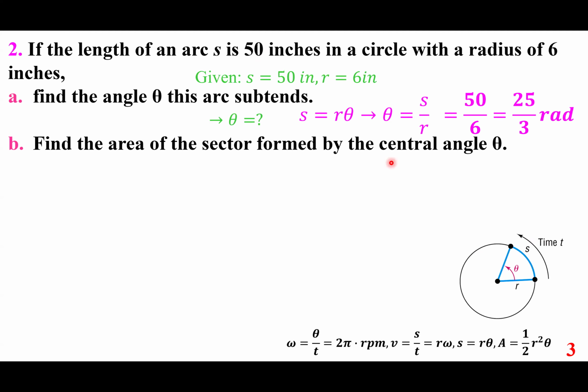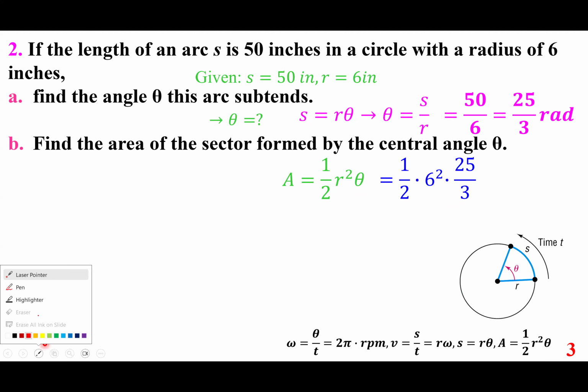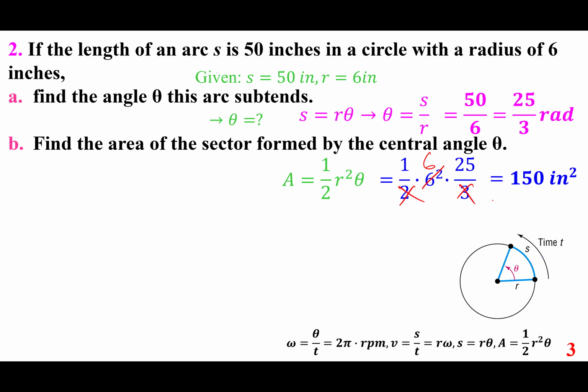Find the area of a sector. A is half of r squared theta, and so half of r, 6 squared, and theta, we found it to be 25/3. One of those 6 cancels out 2 times 3, so 6 times 25 is 150 inches squared.